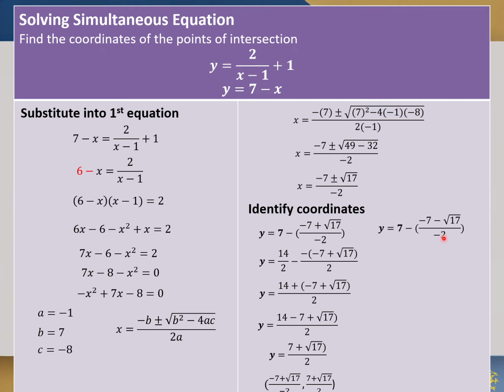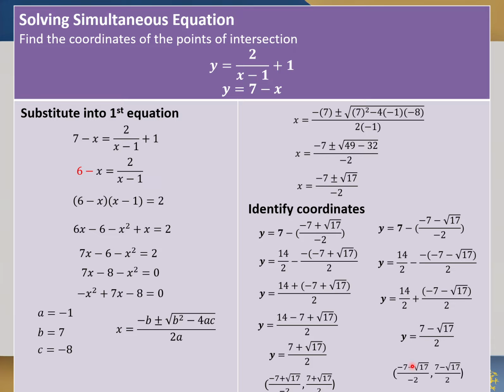Likewise, I do the same, but instead of a plus, I've got a minus. I'm going to simplify that. Exactly what I did already. So if you feel you need to do it two times, go for it. And same thing, but this time it's just going to be 7 take away square root of 17. And over here, it's going to be negative 7 take away square root of 17 over negative 2.